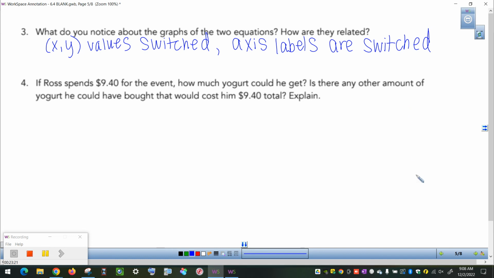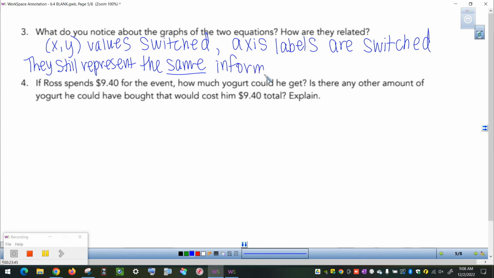But in terms of how they are related, let's also make a note here that both graphs still represent the same information. It's just the difference in the order that it's presented. So if you wanted to know the cost for 15 ounces, you could find that answer from the original graph, or you could find it from the inverse graph. It's the same information, it's just a switched order.